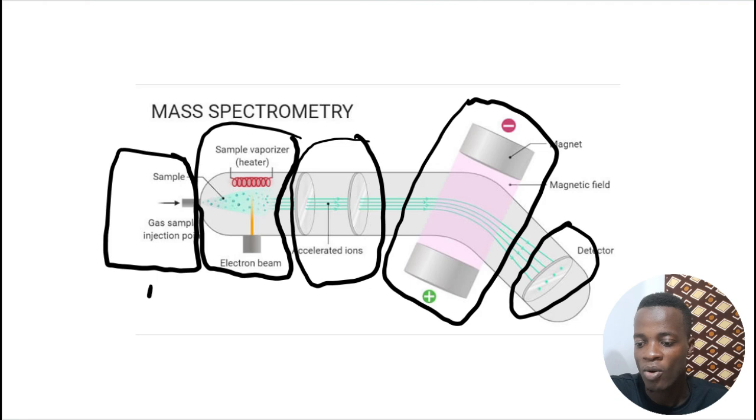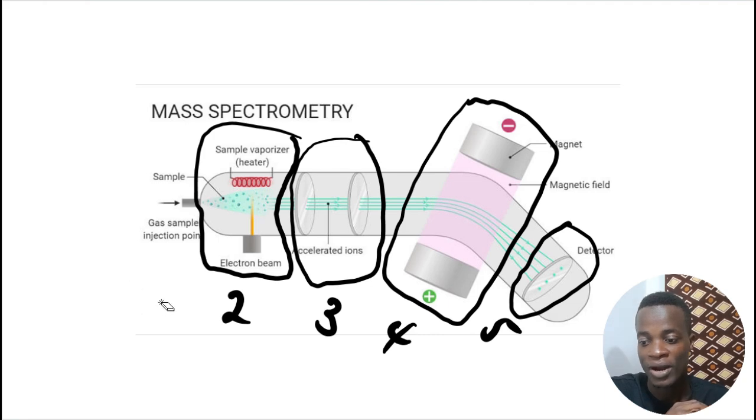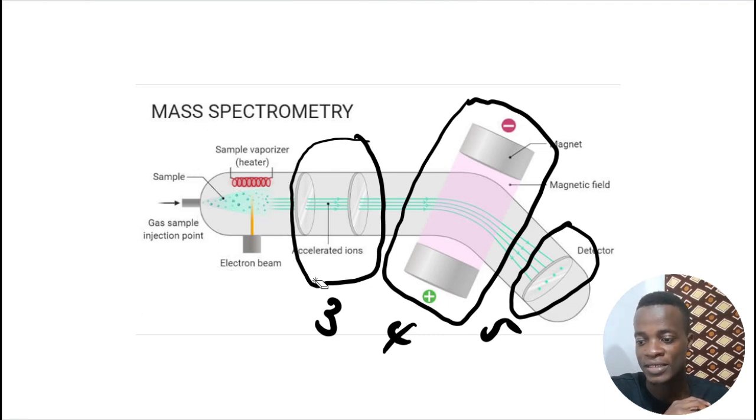So there are about 1, 2, 3, 4, 5 different compartments. I'll call them compartments or different chambers. They usually call them chambers, but different compartments, because not everyone can be called a chamber. Some of them are just the name of the instrument that's there.